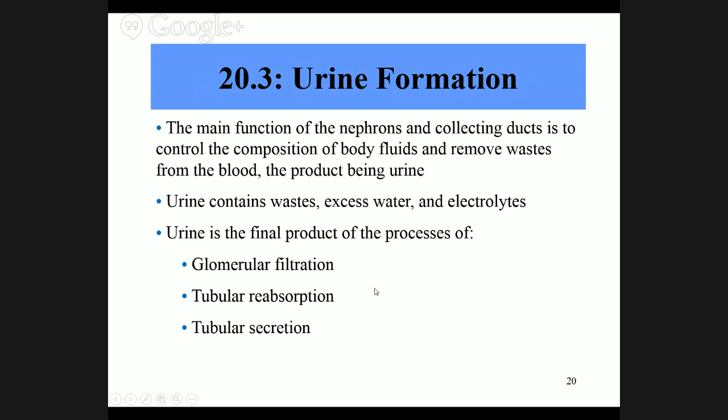Let's talk about urine formation. The main function of the nephrons and collecting ducts is to control the composition of body fluids and remove waste from the blood. The product is urine. Urine contains waste, excess water, and electrolytes. Urine is the final product of the processes of glomerular filtration, tubular reabsorption, and tubular secretion.